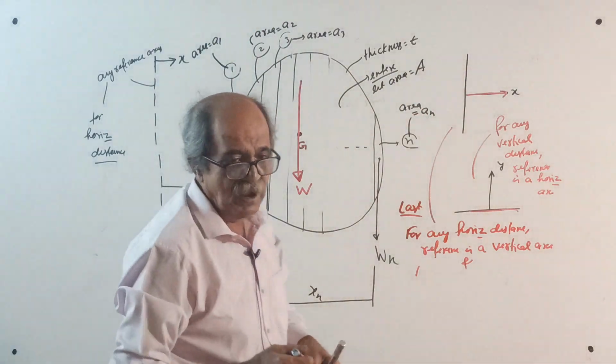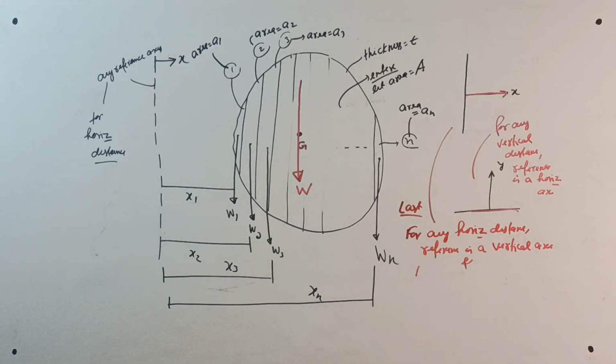1 minute. Let's check the camera. Sometimes problem comes because it goes out of camera. Oh, okay, no problem. Let area equal to A.